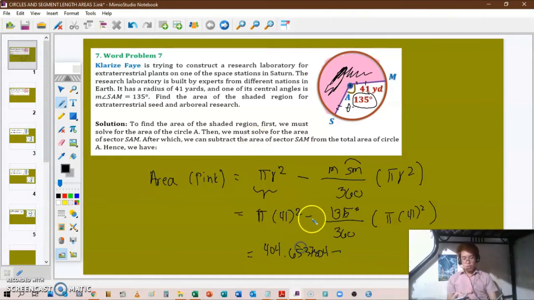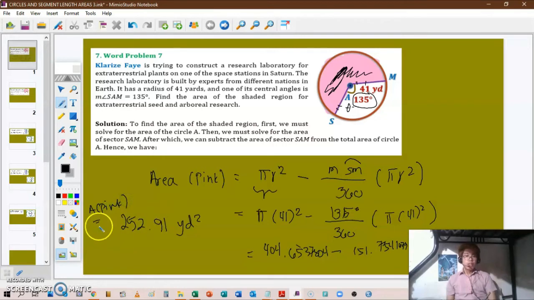So that's going to give us 151.745167. And if we subtract 404.6537804 from our answer here, 151, this is going to give us an area of 252.91 squared yards. So this is the area of the pink shaded region.